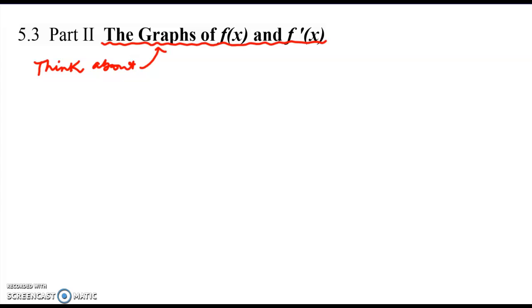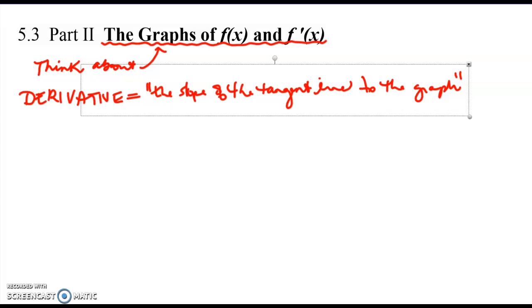Let's look at 5.3 part 2. We're on page 13 in your notes. So, thinking about the graphs of our function f of x and its derivative, remembering that the derivative is the slope of the tangent line to the graph.